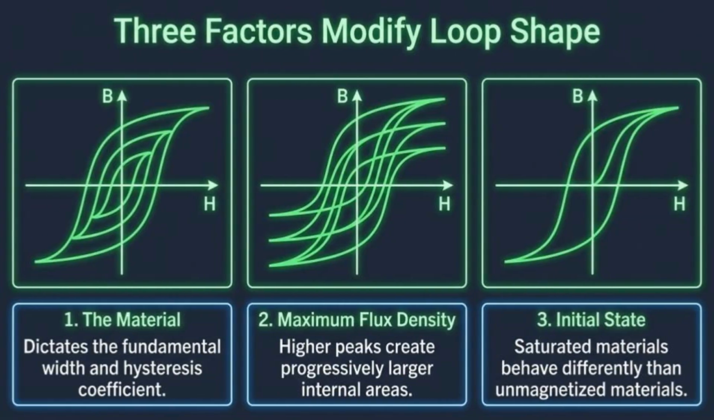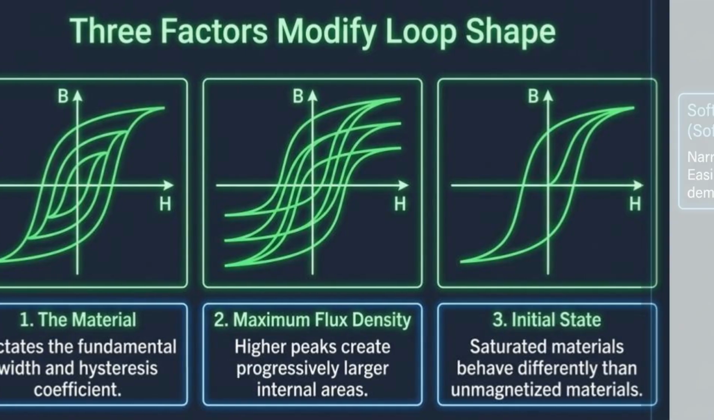Three factors modify the loop shape. The material dictates the fundamental width and hysteresis coefficient. Maximum flux density matters, where higher peaks create progressively larger internal areas. The initial state also matters, as saturated materials behave differently than unmagnetized materials.